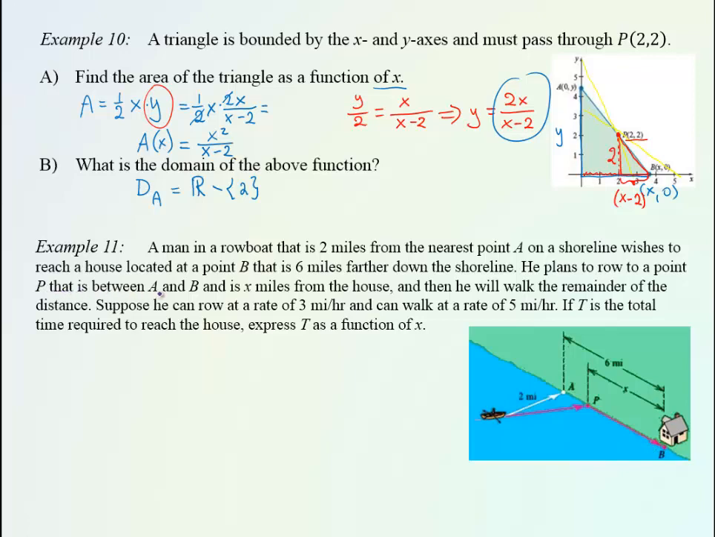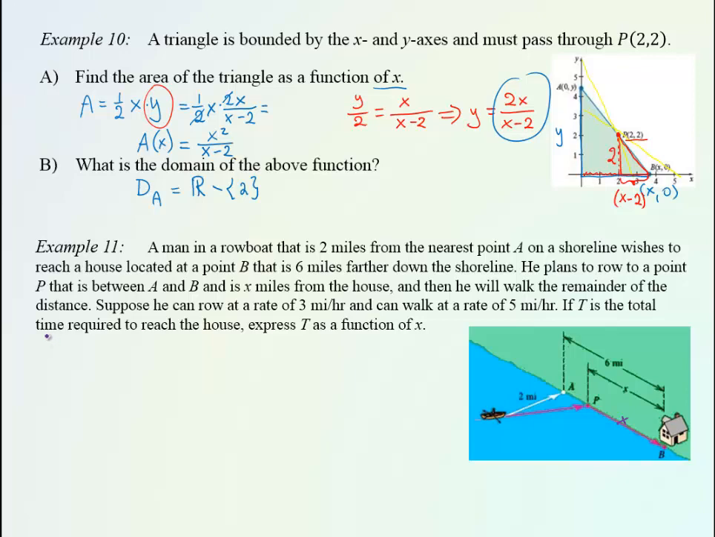So point P is between A and B, and it's x miles from the house. We know that the distance from B to P is x. And then he will walk the remainder of the distance. So he rows this way, and then he walks x miles. Suppose he can row at a rate 3 miles per hour and can walk at a rate 5 miles per hour. If t is the total time required to reach the house, express t as a function of x.